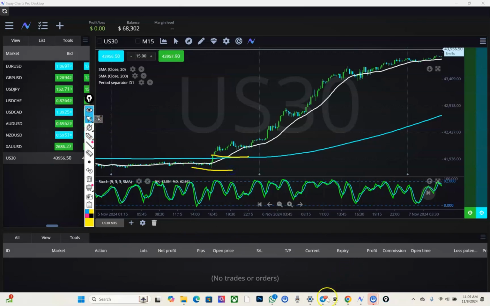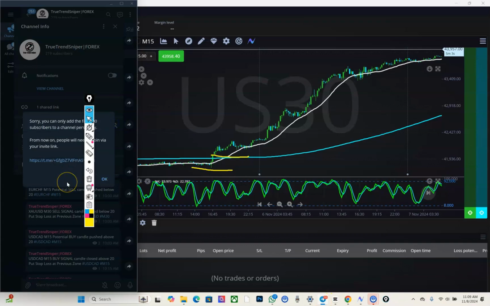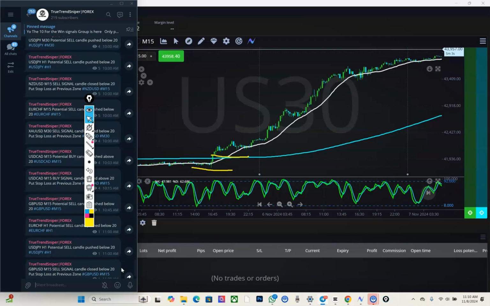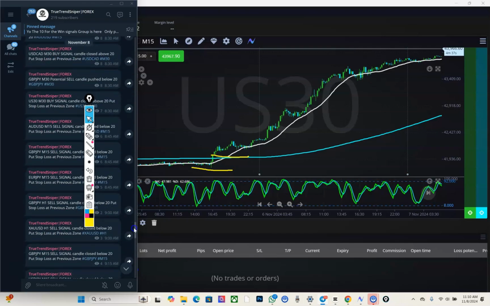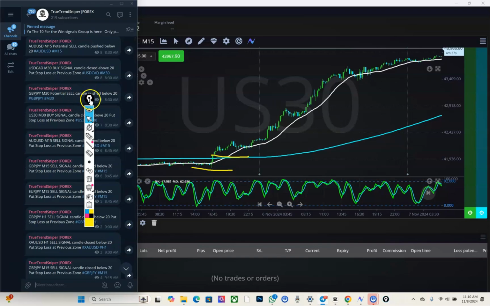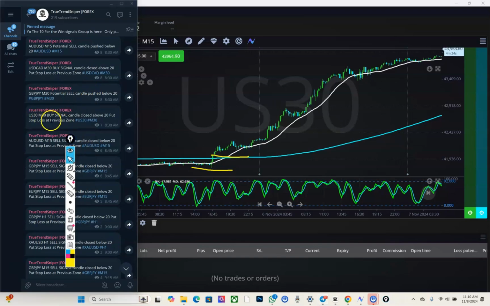All right, let me actually pull these up so you can see for yourself. I'm going to go down. I'll show you a few of the trades that it's called. That way you can see for yourself. Okay, so let's find the US 30 trade. What day was that? Boom, right here. US 30 buy signal.